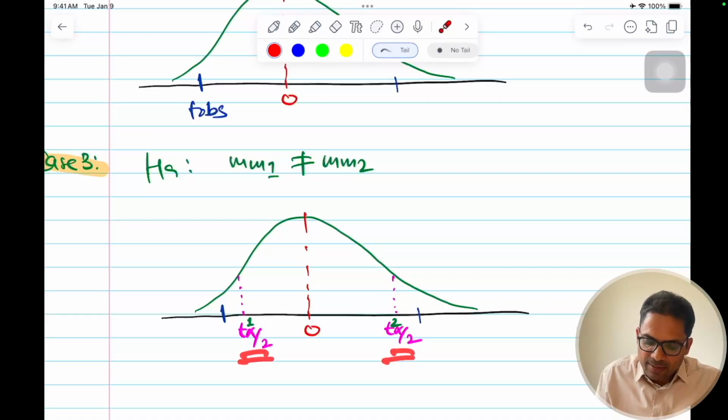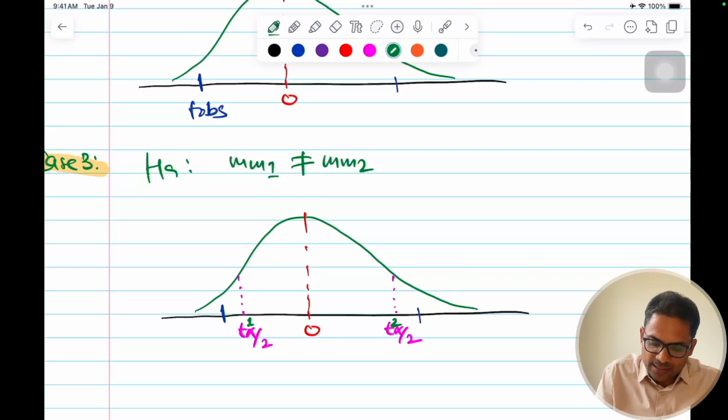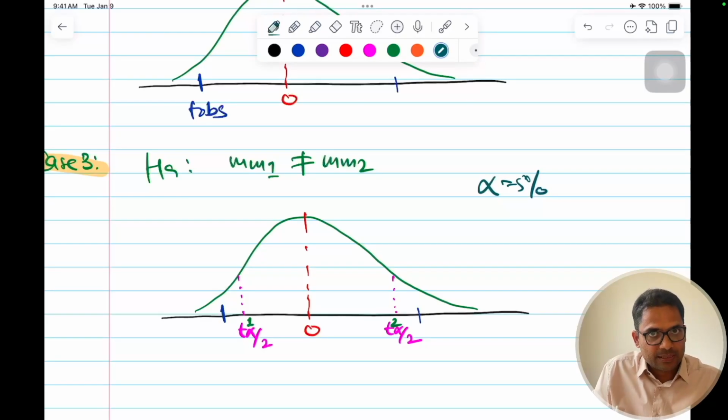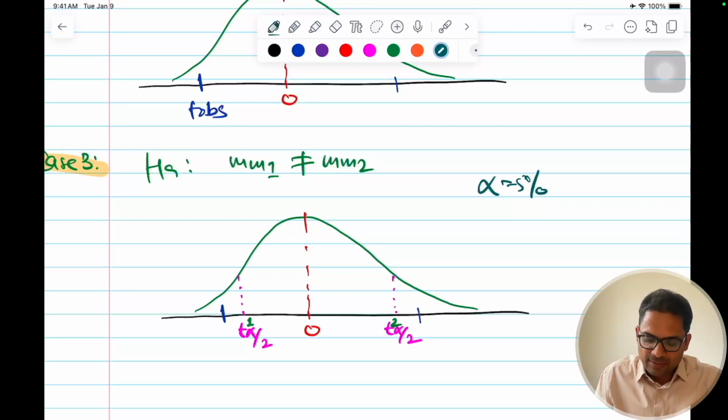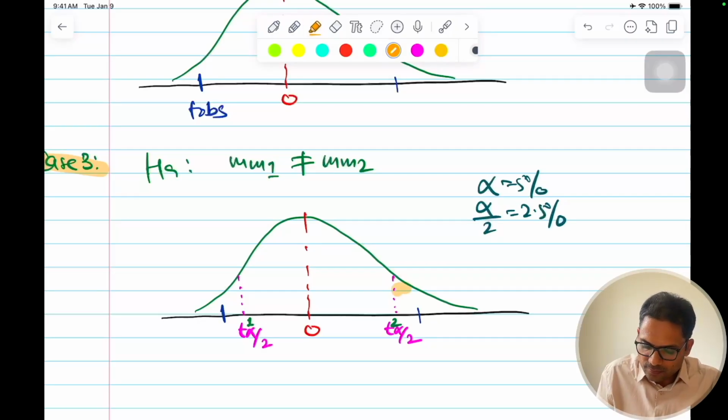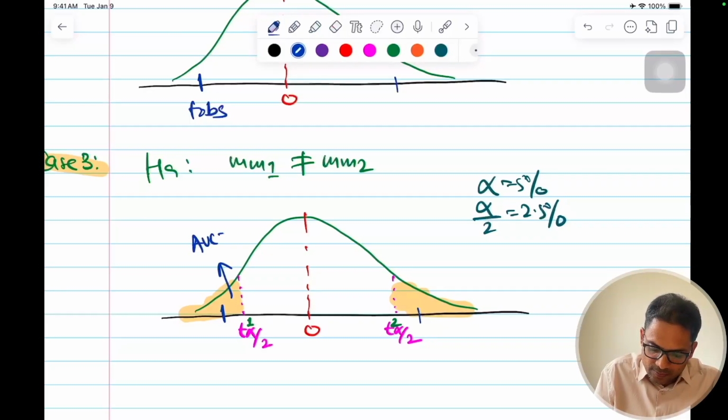So I'll divide my significance level. Say, for example, if my significance level alpha is equal to 5%, and assuming for this distribution the curve is symmetric, which the t distribution is, I'll divide this into the two sides. So I'll make it alpha by 2, that is 2.5% on both the sides. So 2.5% here and 2.5% here. So the area under the curve will be 2.5% here and 2.5% here.